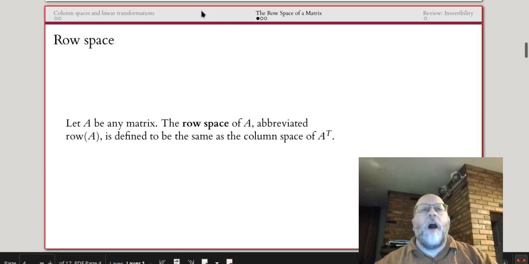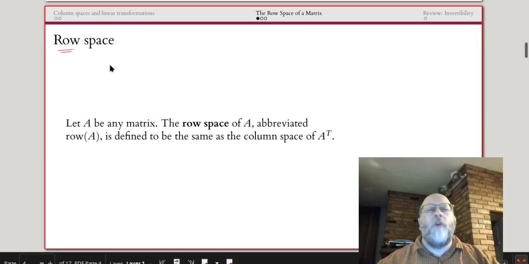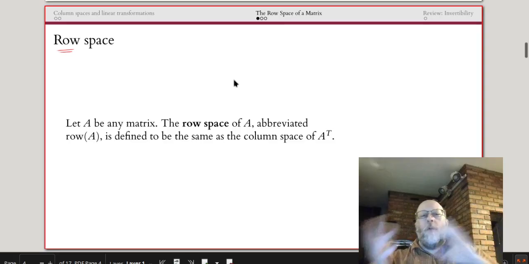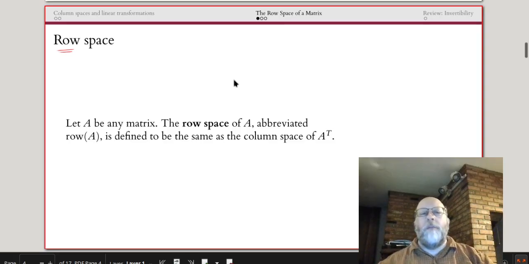One more thing. We have talked about column space. We've talked about null space. We haven't talked about row space yet, but there's nothing new to row space. Rows and columns are what we get when we transpose a matrix. The row space of a matrix is just the same thing as the column space of the transposed matrix.